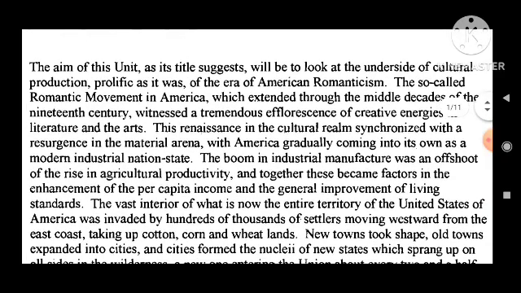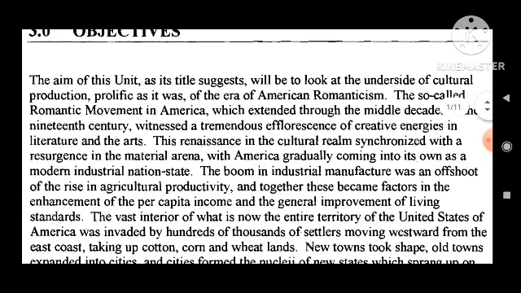The Renaissance in cultural realm synchronized with a resurgence in the material arena, with America gradually coming into its own as a modern industrial nation state. You already know in the Renaissance period, heavy industrialization occurred. So America gradually came into its own as a modern industrial nation state. Many factories, many industries were set up in mid 19th century America.